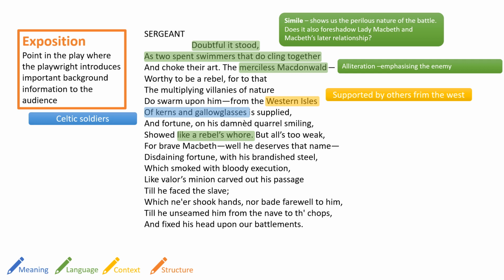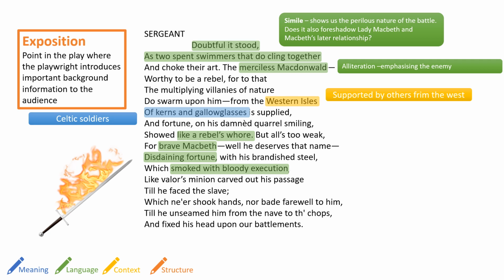this battle. But now we hear about Macbeth, for brave Macbeth, for disdaining fortune. He is absolutely, despite all the odds, taken on MacDonald and is about to win. How? Well, look at that. His sword, brandished steel, smoked with bloody execution. That's another great image showing us that Macbeth is fighting so many of the enemies, chopping so many men down, that his sword is smoking. All right? He is that good in battle.